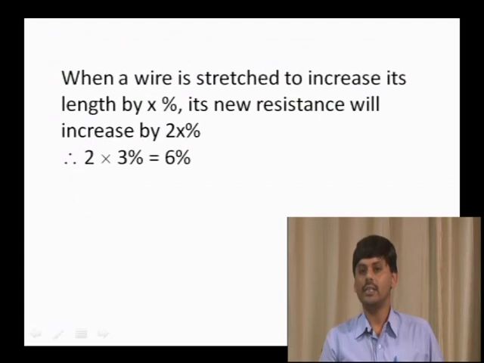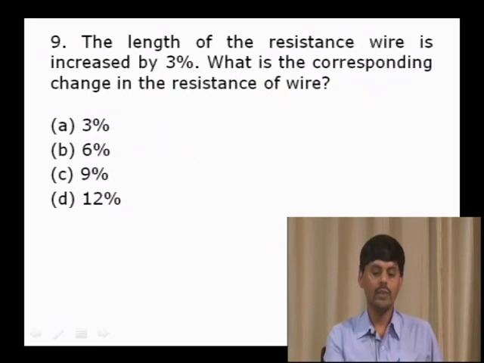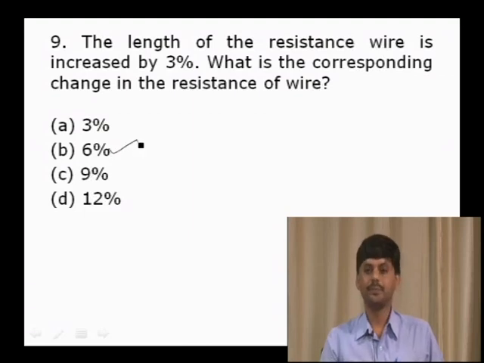That is, when a wire is stretched to increase its length by x%, its new resistance will increase by 2x%. Therefore, 2 into the original 3%: 2 into 3 is equal to 6%. Therefore, the correct option for this is B.